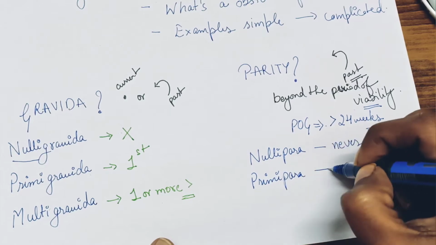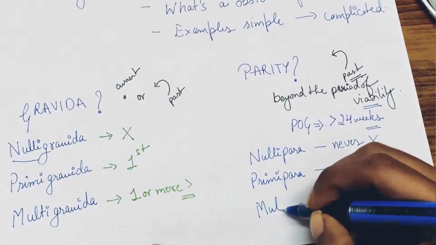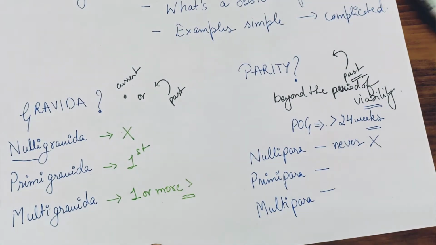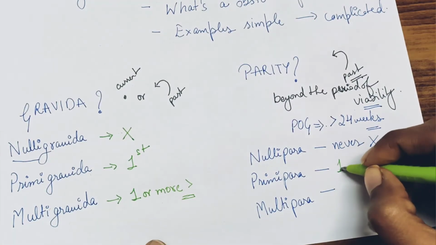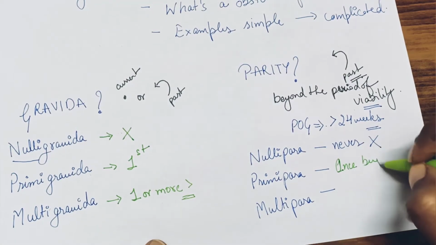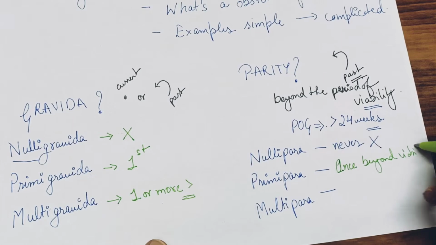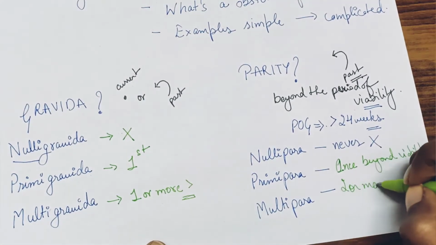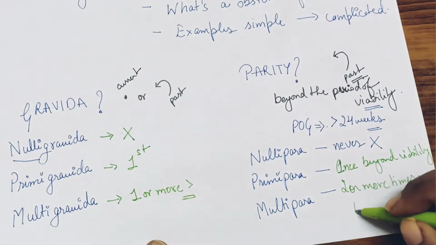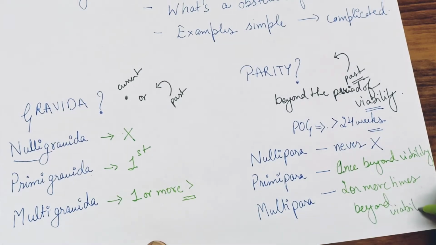The next we have on the chart is nullipara. Nullipara means she has never been beyond the viability with a pregnancy. Then further primipara and multipara. Primi means at least once she has been beyond the period of viability, and multi means two times or more.